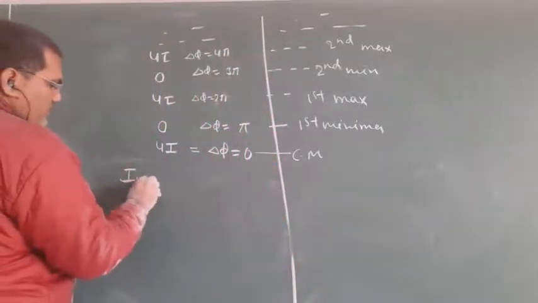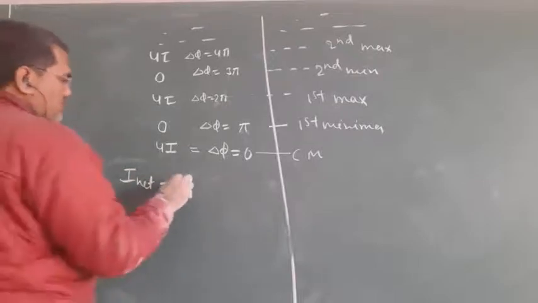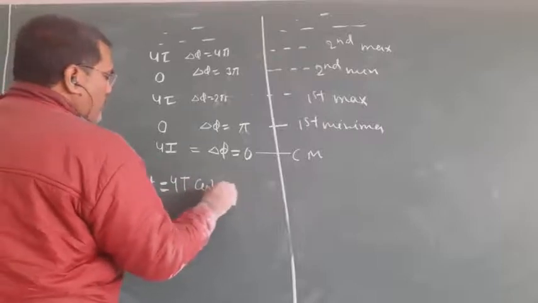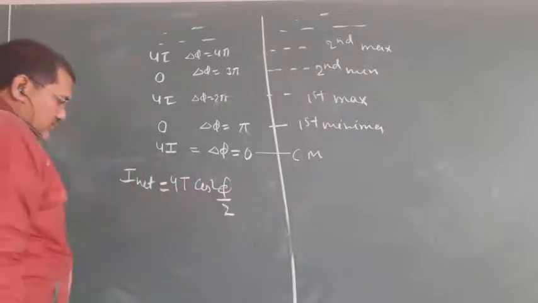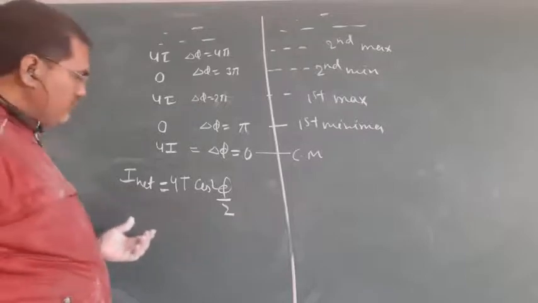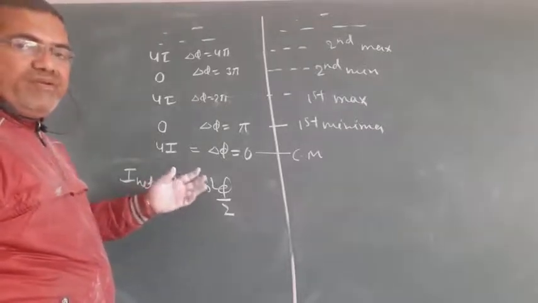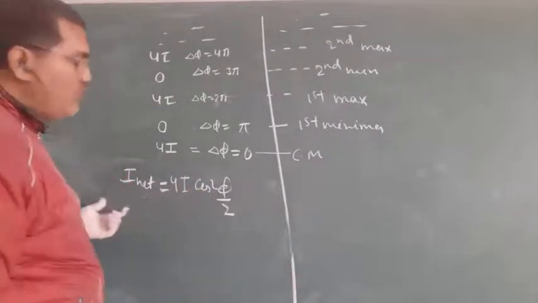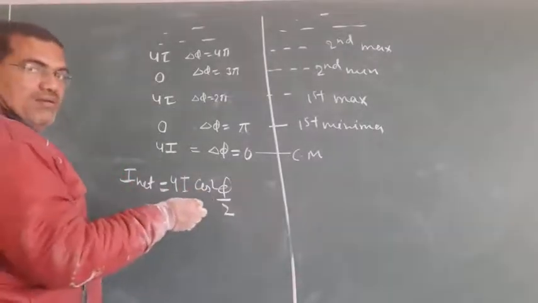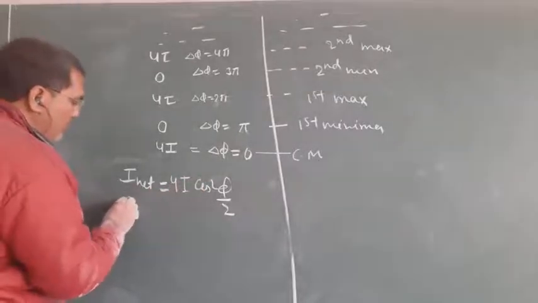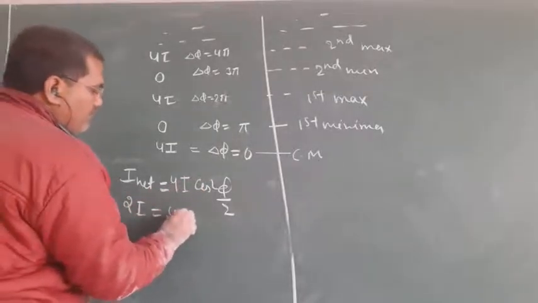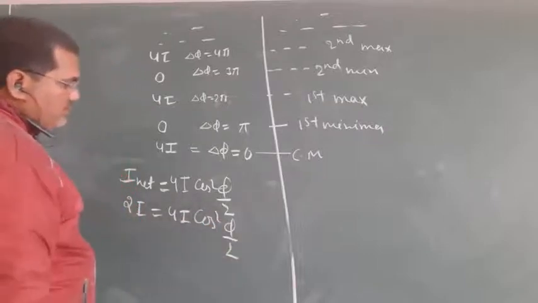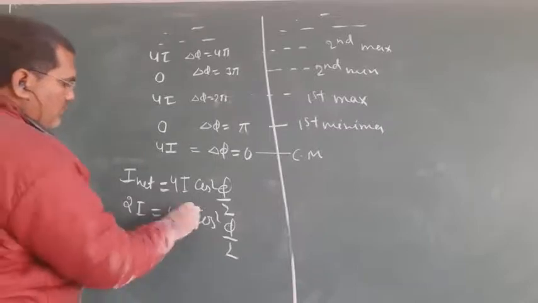I net equal to 4I cos square phi by 2. We know this formula, and we have to find 50% of maximum intensity, and maximum intensity is 4I. So 50% will be 2I, that is 4I into 50 by 100. So 2I equal to 4I cos square phi by 2. So I is cancelled out.